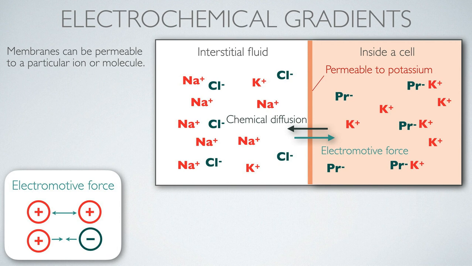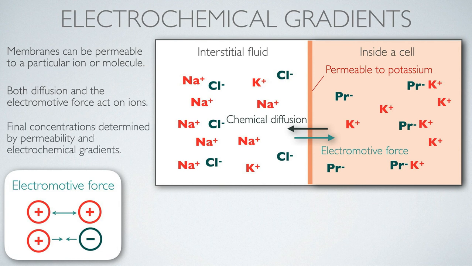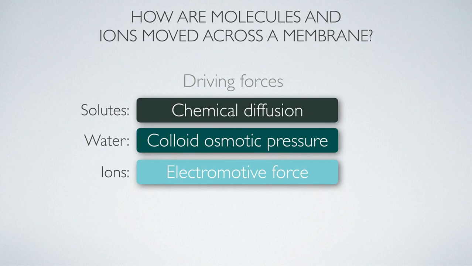Okay, so we have a low concentration of potassium. It would be much greater if not for the electromotive force. Okay, so both diffusion and the electromotive force act on ions. And the final concentrations are determined by permeability of the membrane and these electrochemical gradients. Okay, so we use that term electrochemical when we're concerned both with chemical diffusion as well as the electromotive force. Okay, so that concludes the third type of driving force. So we can see the chemical diffusion, colloid osmotic pressure, and the electromotive force are all important in governing the motion of molecules.